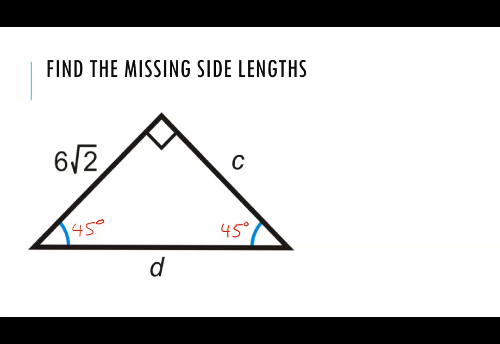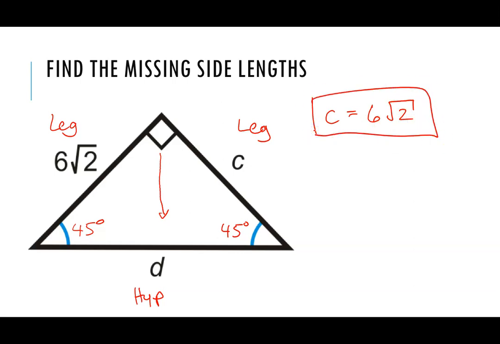Sometimes triangles get twisted, flipped, stretched, things like that. One of the first things you need to do when solving a triangle is identify which side is the hypotenuse. Remember that the hypotenuse will always be across from the 90-degree angle. So in this case, D would be our hypotenuse, which means the other two sides are just legs. We already know that the two legs in a 45-45-90 triangle must be congruent, so we can get length C right away. That's because the two 45-degree angles mean that this is an isosceles triangle.